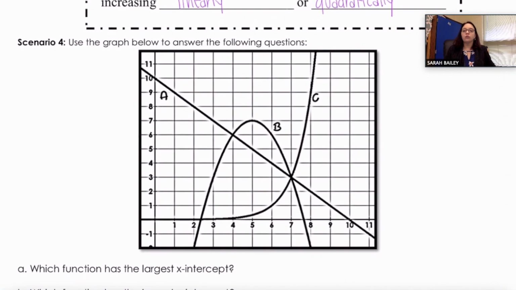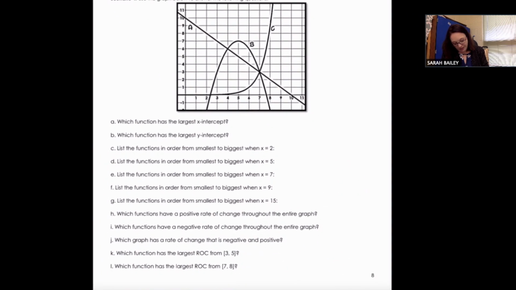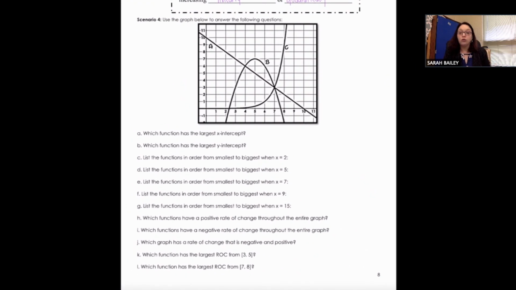It says to use the graph below to answer the following questions. And so you've got functions A, B, and C. So I'm actually going to have you pause the video and do scenario 4 right now. So pause the video and do scenario 4 on your own.